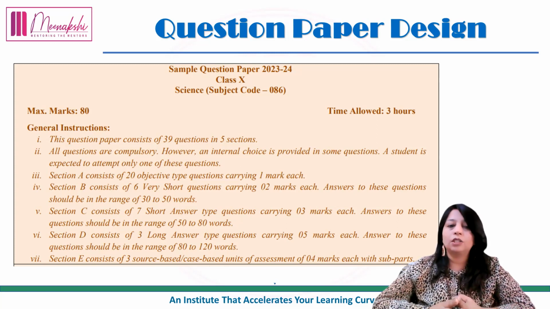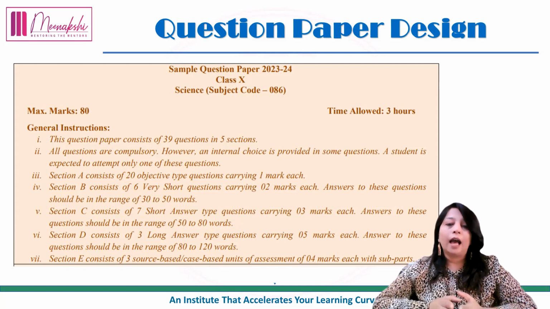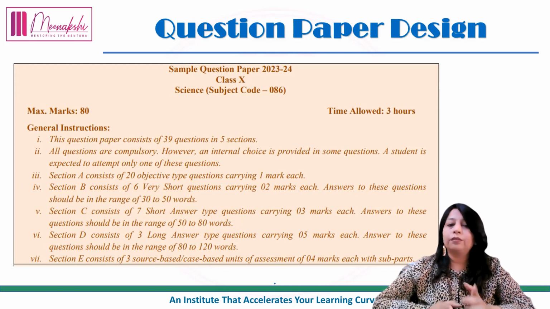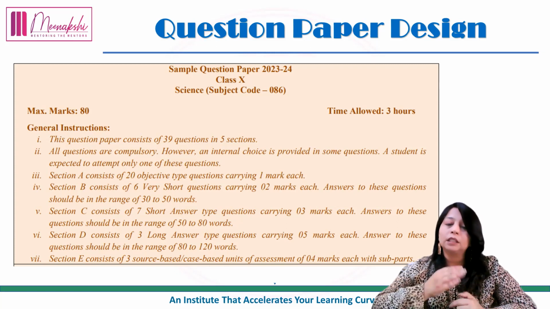Section C consists of 7 short answer type questions carrying 3 marks each, and answers to these questions should be in the range of 50 to 80 words. Section D consists of 3 long answer type questions carrying 5 marks each, and answers to these questions should be in the range of 80 to 120 words. Section E consists of 3 source-based or case-based units of assessment of 5 marks each with subparts.